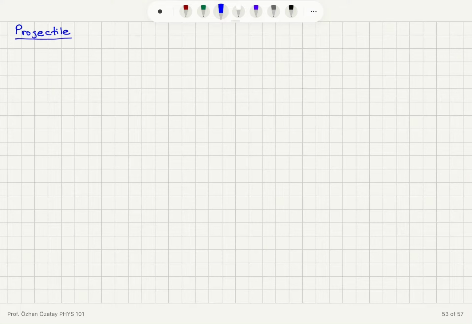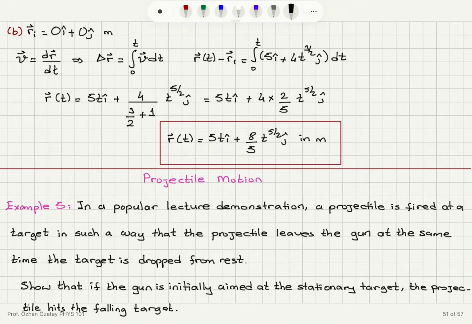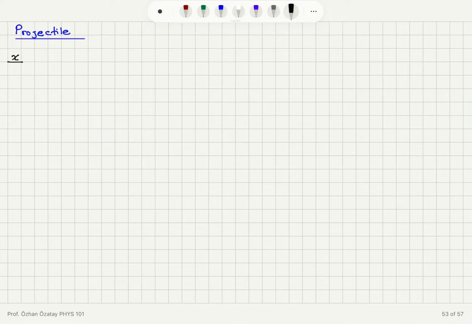So for this one, I have the x component. As you can see, there is an initial velocity of the projectile. It is fired with an initial velocity. So the initial velocity of the projectile has an x component, v_ix, of the projectile, which is the initial velocity times cosine theta initial. And there is no acceleration on the x-axis.